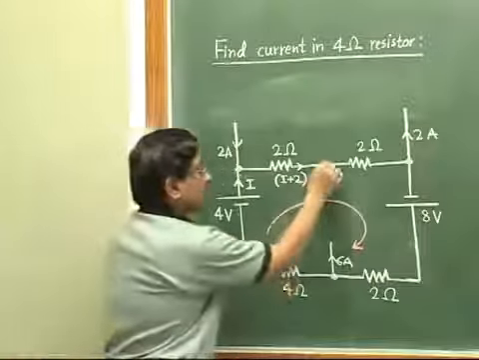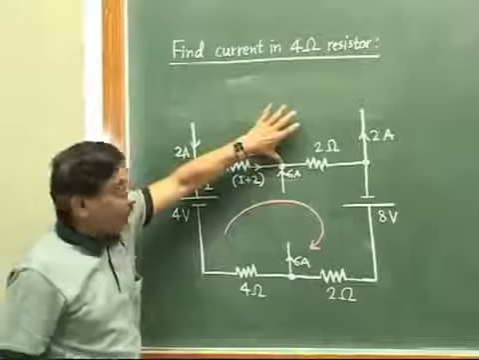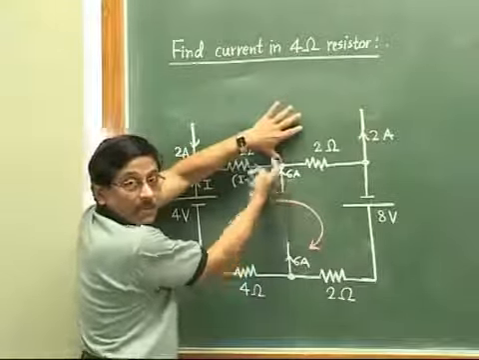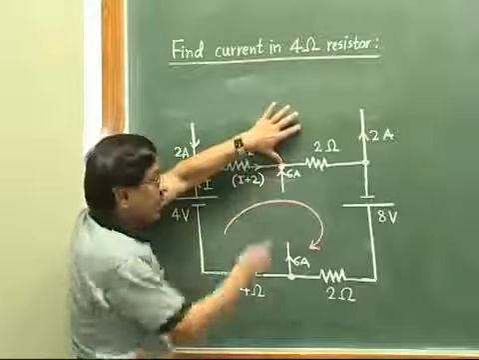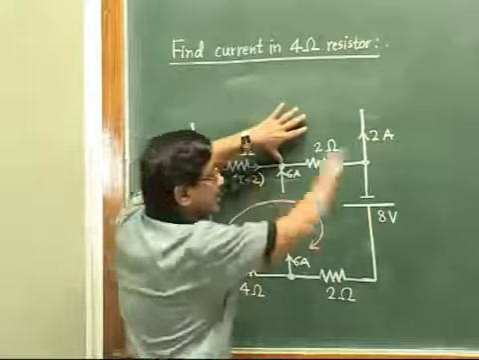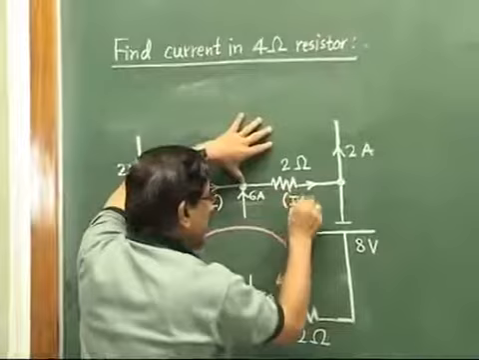Okay. Now this I plus 2 reaches here. Now let us study at this particular node. I plus 2 is coming from left, whereas 6 ampere is coming from down. That other battery was giving. So I plus 2 plus 6 will be I plus 8. That current will move ahead like this. So this current in this resistor will be I plus 8.